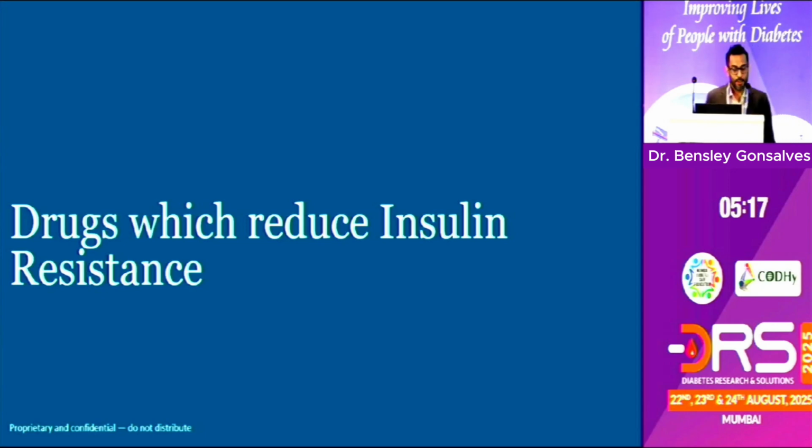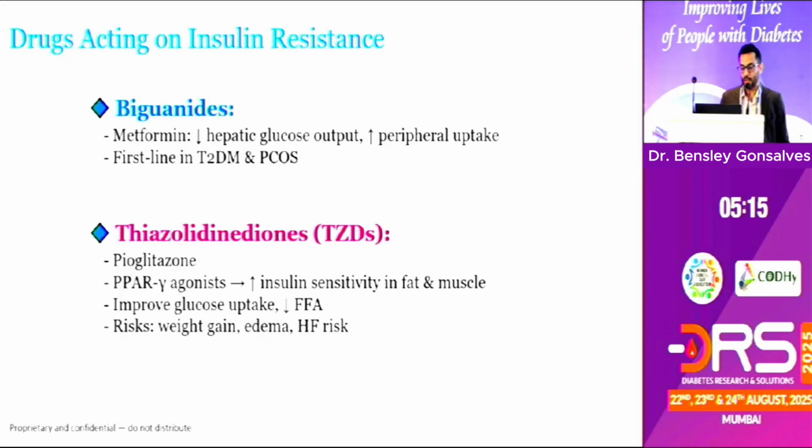So drugs which deal with insulin resistance, the most important two: metformin, it reduces hepatic glucose output, increases peripheral uptake of glucose, first line. And the most specific, which we'll be talking more in depth, is the TZDs like pioglitazone. It is a PPAR alpha gamma agonist, increases insulin sensitivity in the fat and the muscles, both in the peripheries as well as in the liver. Risk factors we all know.